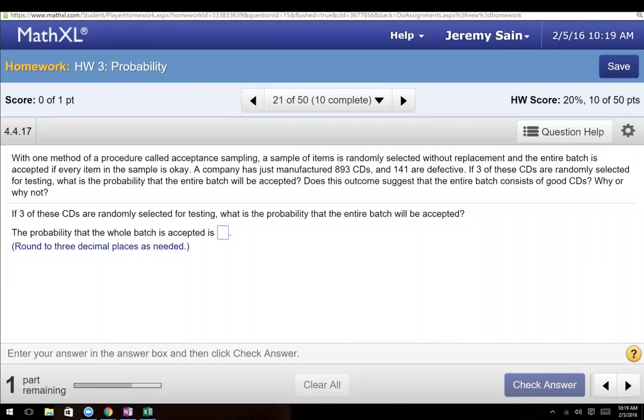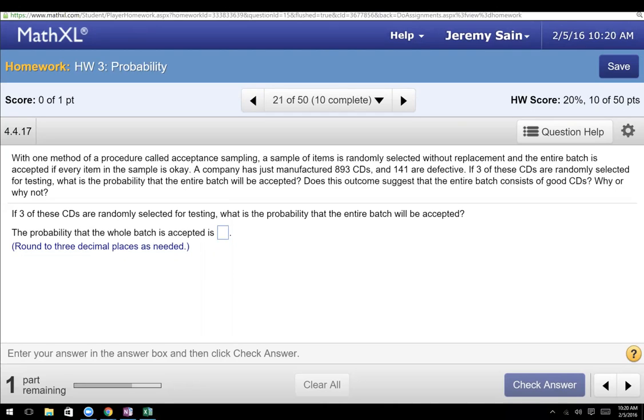All right, with one method, acceptance sampling, the sample is randomly selected without replacement, and the entire batch is accepted if every item in the sample is okay. So a company manufactures that many CDs, and those are defective. 3 are randomly selected. What's the probability the entire batch will be accepted? Does the outcome suggest the entire batch consists of good CDs? Why or why not? Okay.